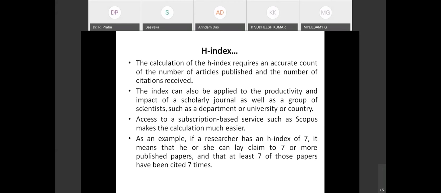As an example, if a researcher has an H index of 7, it means that he or she can lay claim to 7 or more published papers and that at least 7 of those papers have been cited 7 times. I'll give you details about this H index at a later stage. For example, if an author has published 7 articles and has an H index of 7, it means these 7 articles have received a minimum of 7 citations each. Only then is the author able to get an H index of 7.